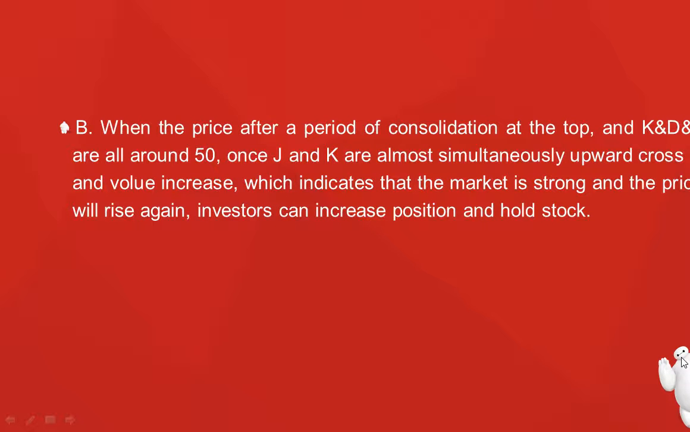The next one: when the price, after a period of consolidation at the top, has KDJ all around 50, once J, K and D almost simultaneously upward cross and the values increase, it indicates that the market is strong and the price will rise again. Investors can increase their position and hold the stock.